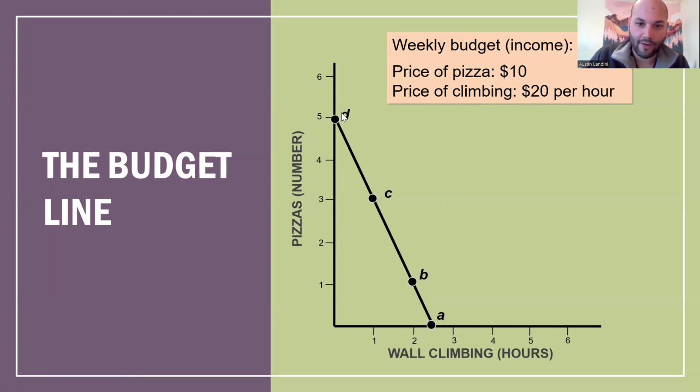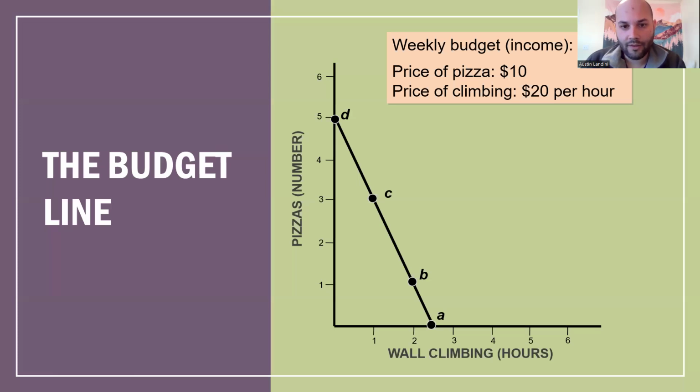All right, we have a budget line that shows us the combination of goods they can purchase, which is indicating that point B, where they have 1 pizza for $10 and 2 hours of wall climbing for $40 total, or here, where we have 3 pizzas costing $30 total and 1 hour of wall climbing for 20 more. Those all add up to the $50 that this consumer can spend. So points A, B, C, and D are all points on what we call the budget line.